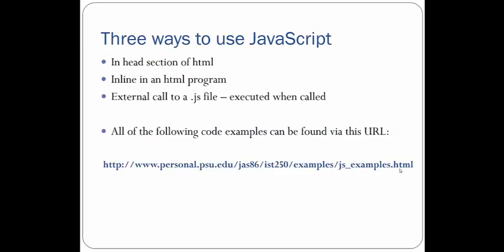There are three main ways we can use JavaScript, and in some ways it's similar to what you may have seen with CSS. JavaScript code can be placed into the head section of an HTML document. It can be written inline in an HTML program, or it can be placed in a separate file with a .js extension, in other words an external file, and called from your HTML document.